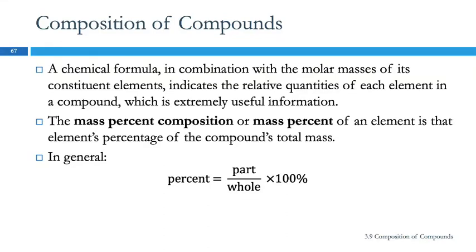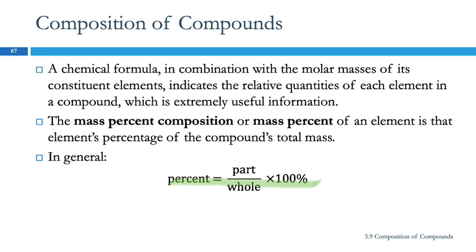Composition of compounds. So we've been talking about chemical formulas. There's a lot of information in chemical formulas. When we combine the formula with molar masses, that gives us relative quantities of each element in the compound. One way to express that is called the mass percent composition, sometimes called the mass percent of an element in a compound.